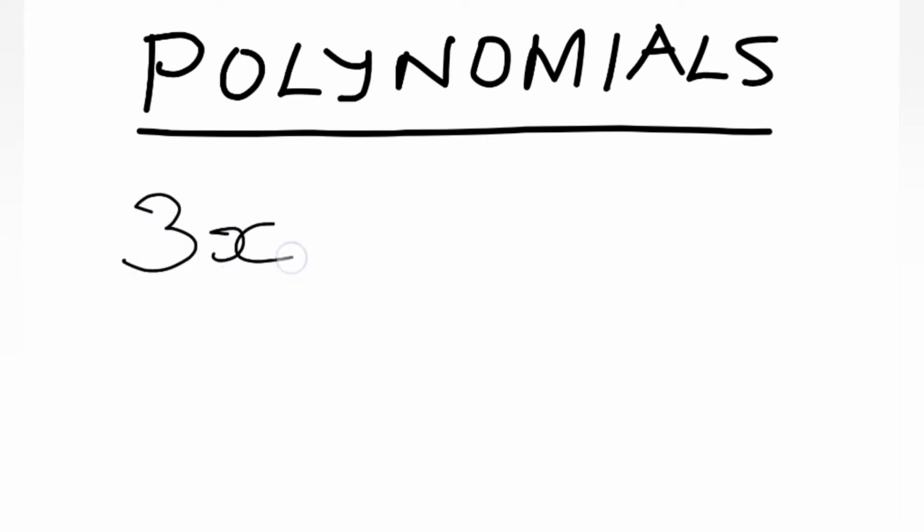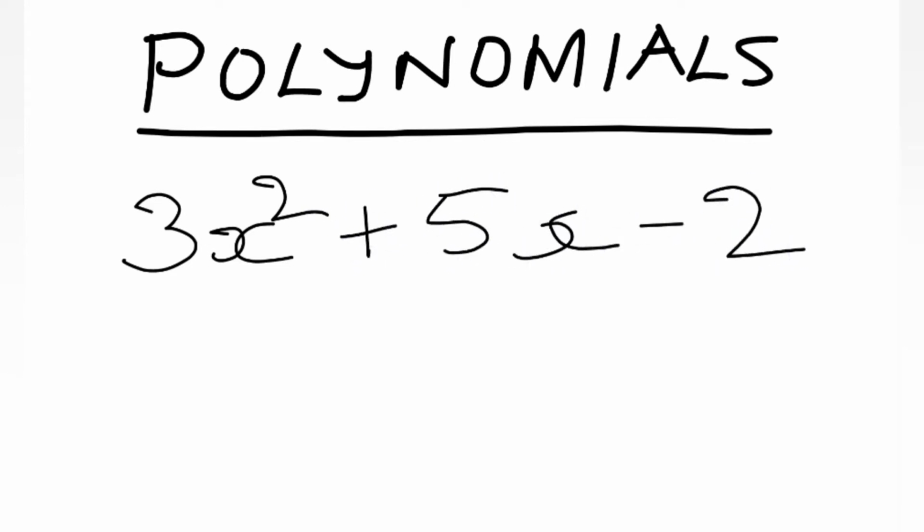3x squared plus 5x minus 2. It's a polynomial. It has three terms. First term 3x squared, second term 5x and third term minus 2. An algebraic expression which has only one term is called a monomial. So, if this polynomial takes only one term, this 3x squared, then it will be a monomial.